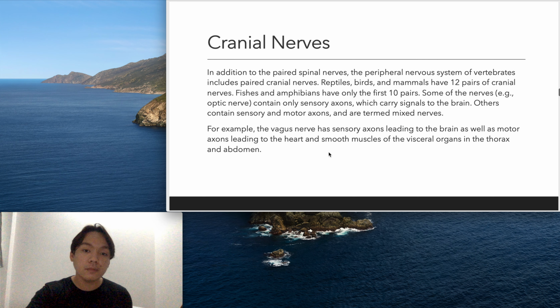Cranial nerves, okay? In addition to the paired spinal nerves, the peripheral nervous system of vertebrates has paired cranial nerves. For mammals, birds, and reptiles, we have 12. Okay, for fishes and amphibians, we have 10 pairs. The optic nerves contain only sensory axons; they carry signals to your brain. The others contain sensory and motor axons, which are termed mixed nerves. Okay.